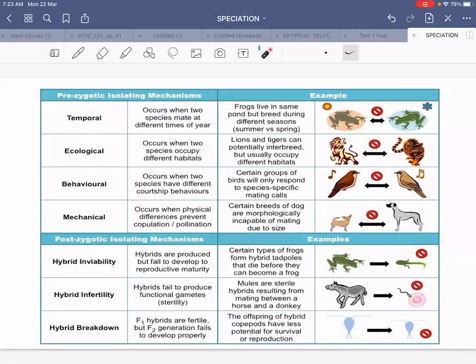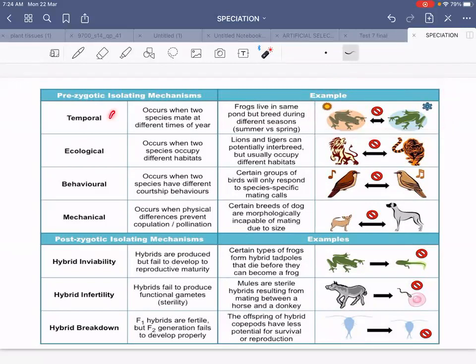So generally we can say that these isolating mechanisms can be divided into pre-zygotic and post-zygotic, meaning that those that occur before the zygote is formed and those that occur after the zygote is formed. For example, case mein unhone example di hui hai over here. There is a temporal mechanism which occurs when two species mate at different times of the year. Okay? Frogs live in the same pond but breed during different seasons. So this means this kind of a reproductive isolation is temporal isolation.